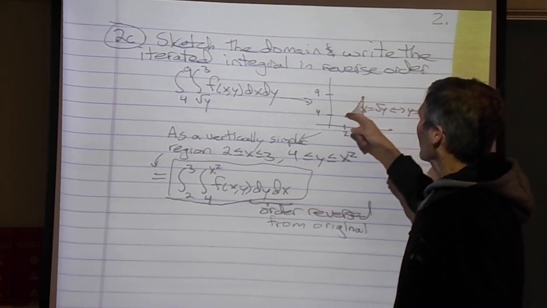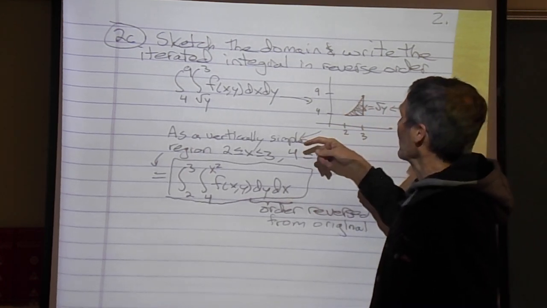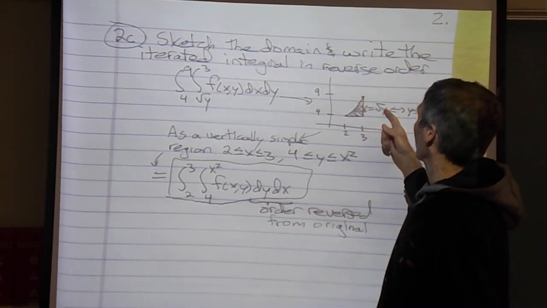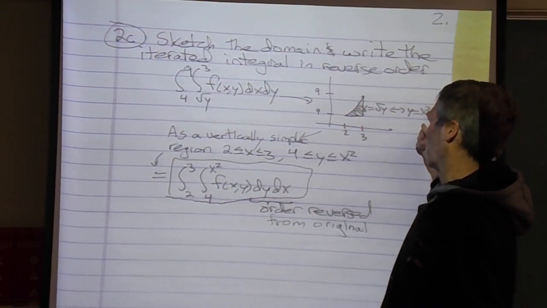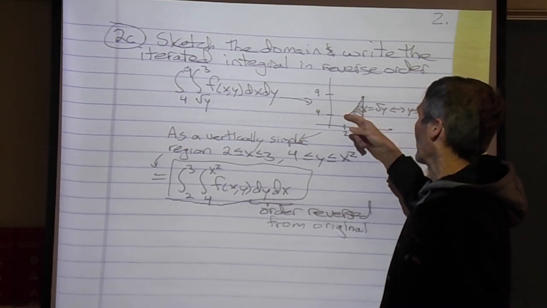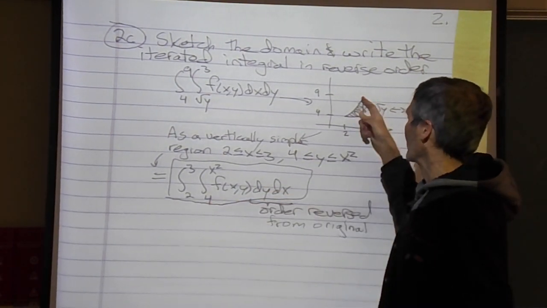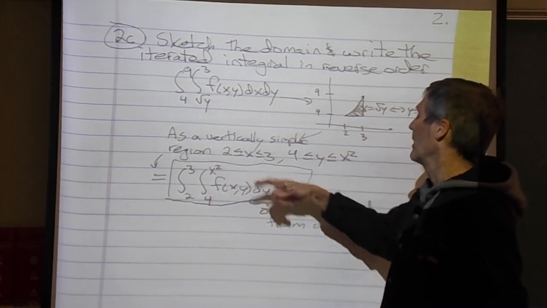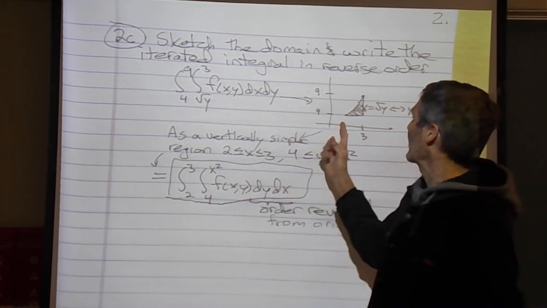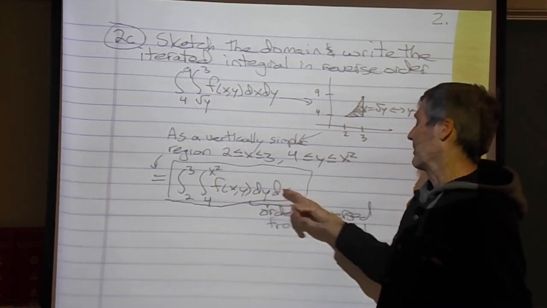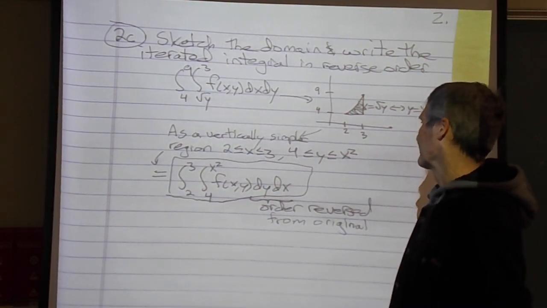Well, to rewrite this in the reverse order, we now need to write y as a function of x. So x equals square root y, we square it, we get y equals x squared. Now we can go from a bottom function, y equals 4, to a top function, y equals x squared, with x going from a minimum of 2 to a maximum of 3, dy on the inside, dx on the outside.